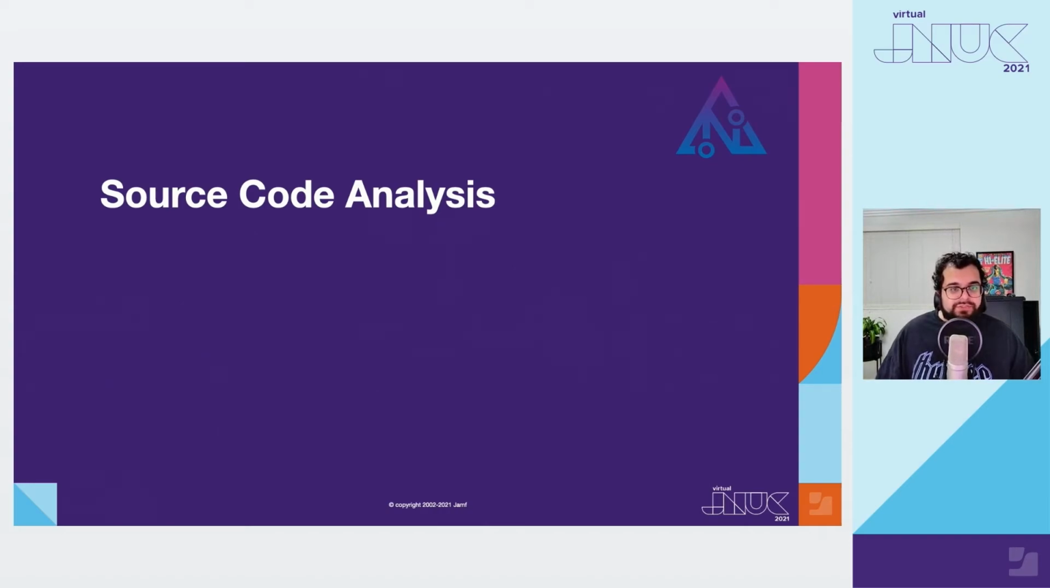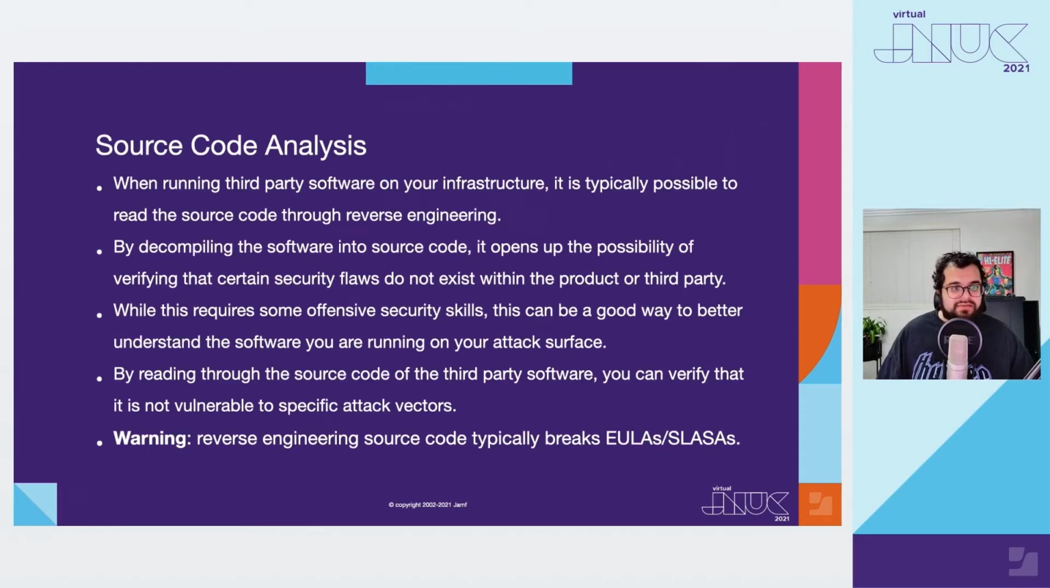One of the things that you can also do when you're looking at source code and attack surfaces is source code analysis. When running third-party software on your infrastructure, it's typically possible to read the source code through reverse engineering. You can decompile it, which opens up the possibility of verifying that certain security flaws do not exist within the third-party product.